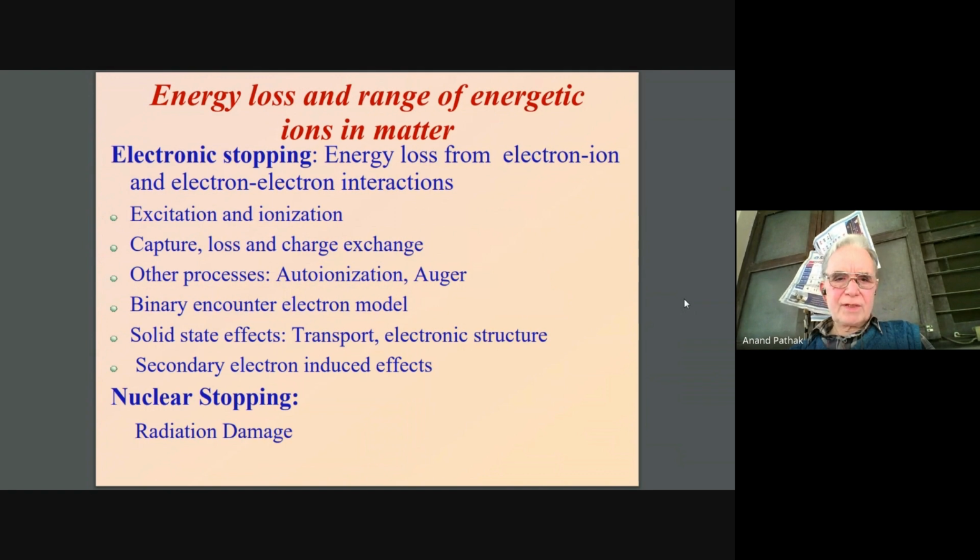So electronic stopping, and this nuclear stopping is a misnomer. Actually, it has nothing to do with the nucleus. It is actually the radiation damage. Electronic stopping, these are the processes which take place, and this is the nuclear stopping where radiation damage of the material takes place. Nuclear stopping is a misnomer, as I said. Next one.